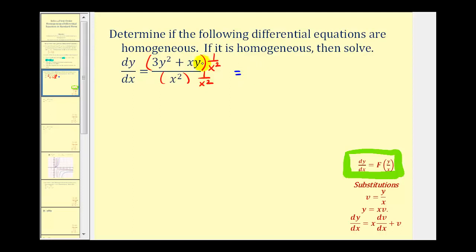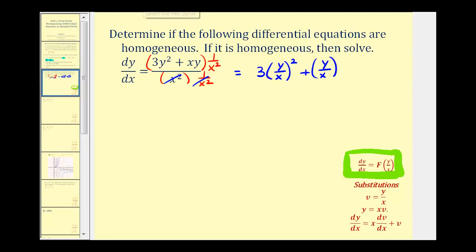Now if we look at the denominator, notice how we'd have x squared over x squared. So this product simplifies to 1. And now looking at the numerator, if we distribute here, we'd have 3 times y squared over x squared, which we can write as 3 times y divided by x, squared, plus, here we'd have xy over x squared. Notice that one factor of x would simplify out, leaving us with just y divided by x. Notice how the right side of this differential equation is a function of y divided by x.